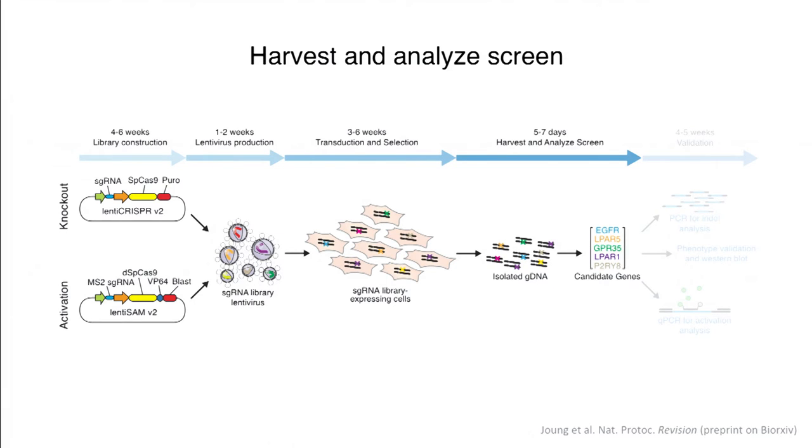And so then the next step is to harvest and analyze the screen. At the end of the screen, you're going to have two different populations of cells, your experimental and your control conditions. For drug selection, it's typically plus or minus drug. For FACS, it's the cells that you've sorted for that are the most fluorescent versus the cells that are the least fluorescent. And so from these two different populations of cells, you isolate the gDNA. The details for how to isolate the gDNA and amplify for NGS analysis are in the protocol. We've provided a very large-scale way to amplify the genomic DNA and amplify all the guides from the pool without introducing too much bias.